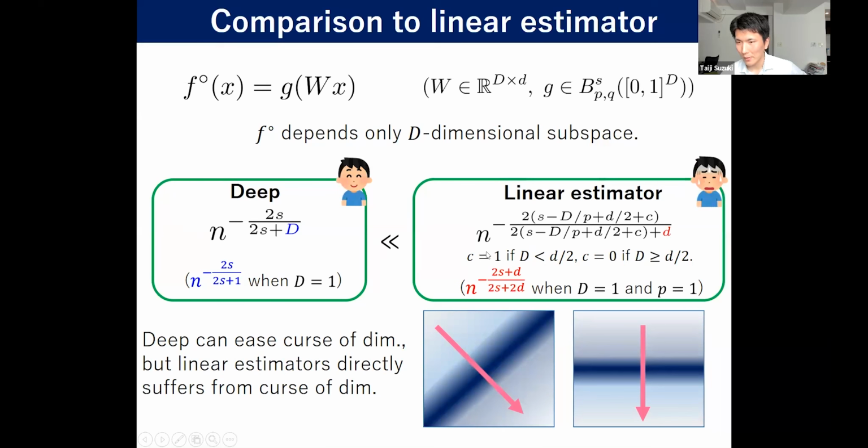But if you use a linear estimator like a kernel method, then the small d comes here. I don't show the proof of this bound, but anyway, the minimax optimal rate of the linear estimator is lower bounded by this quantity. But the small d comes here, so it suffers from the curse of dimensionality. This is because deep learning can find such informative directions. So deep learning can avoid the curse of dimensionality, but linear estimators cannot find the informative directions, so they suffer from the curse of dimensionality.